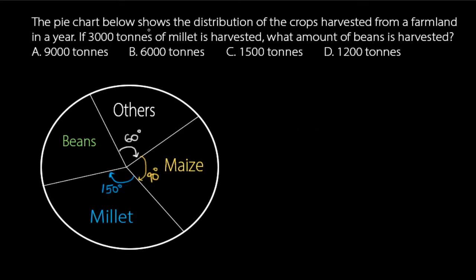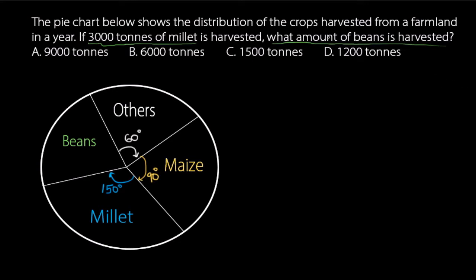The pie chart below shows the distribution of crops harvested from a farmland in a year. If 3,000 tons of millet is harvested, what amount of beans is harvested? So the question says, what amount of beans is harvested?